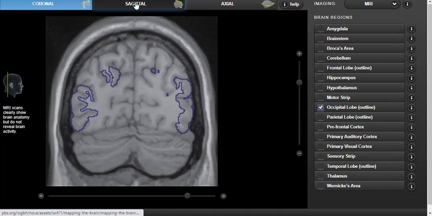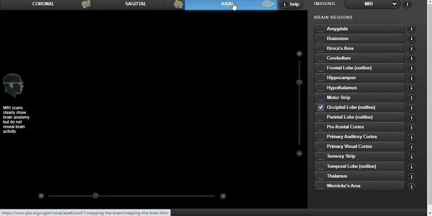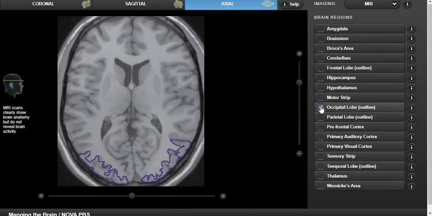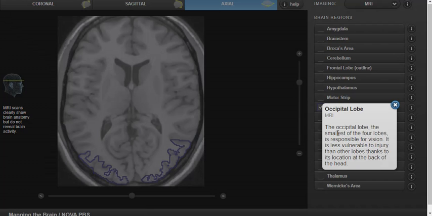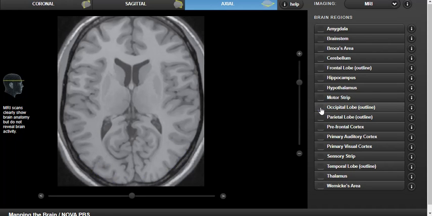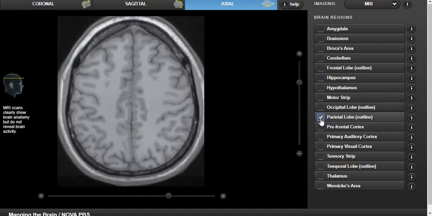So next is the occipital lobe. This is the coronal view, then the sagittal view, and here is the axial view. So the occipital lobe is the smallest of the four lobes, and it's responsible for vision. It's less vulnerable to injury because it's at the back of the head, so if this is injured, you'll probably lose your eyesight.